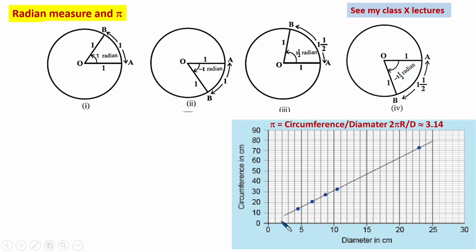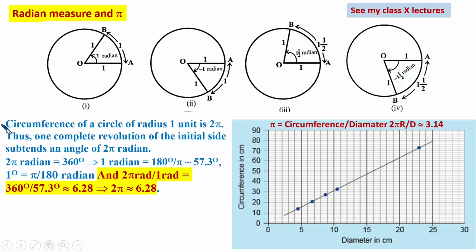This is similar to what we discussed in class 10 on linear functions. y is equal to mx plus c, where m is the slope and c is the intercept. Here you see the intercept is at 0 and the slope m is 3.14. So let us continue. The circumference of a circle of radius 1 unit is 2 pi. As I said, the radius is 1 unit, so the circumference 2 pi r, with r equal to 1, is 2 pi.